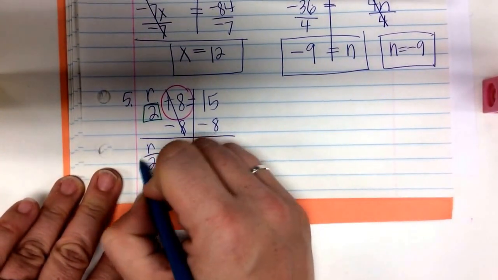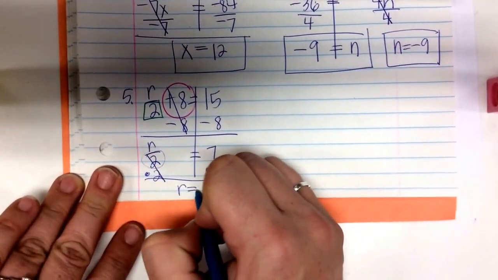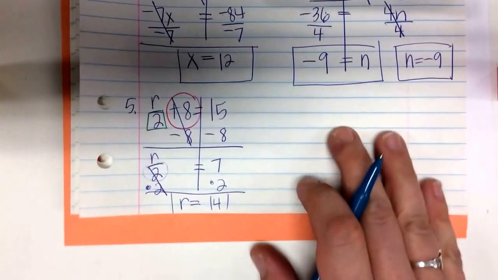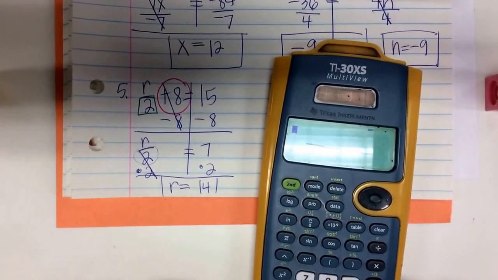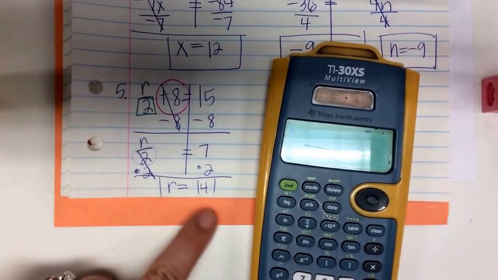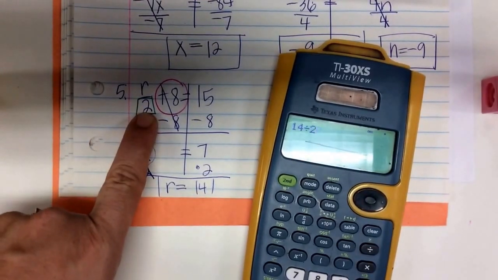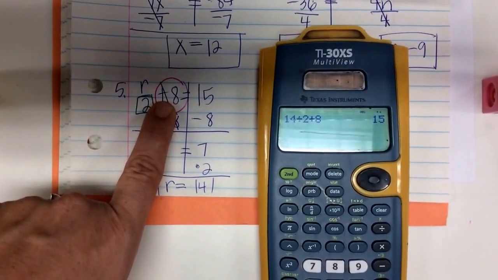The opposite of dividing by 2 is multiplying by 2. Perfect. What if I don't trust Haley? What can I do? Let's try it. Instead of R, I'm going to put in 14. 14 divided by 2 plus 8. Is Haley right?